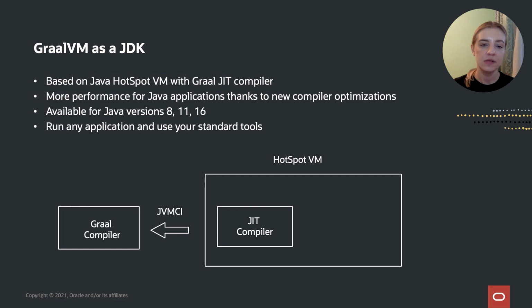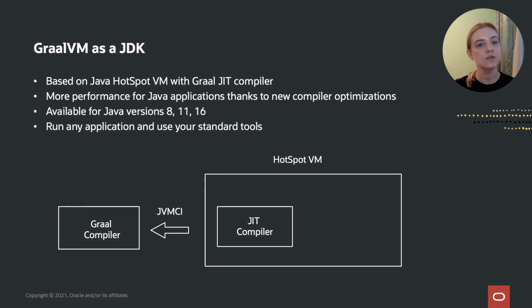JVMCI is the JVM compiler interface through which you can plug in an external compiler for the JVM. So it is already done, right? This is not something you have to do manually. This is just what happens behind the scenes when you get GraalVM as a JDK distribution and run your apps on GraalVM. And as I said, GraalVM contains a new compiler with new compiler optimizations, so many Java workloads will see additional performance benefits by running on GraalVM.